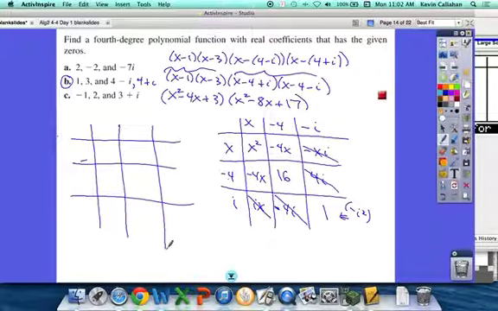Okay, the first term, x squared minus 4x plus 3, times x squared minus 8x plus 17. Fill in the grid. x to the 4th, minus 8x to the 3rd, 17x squared.